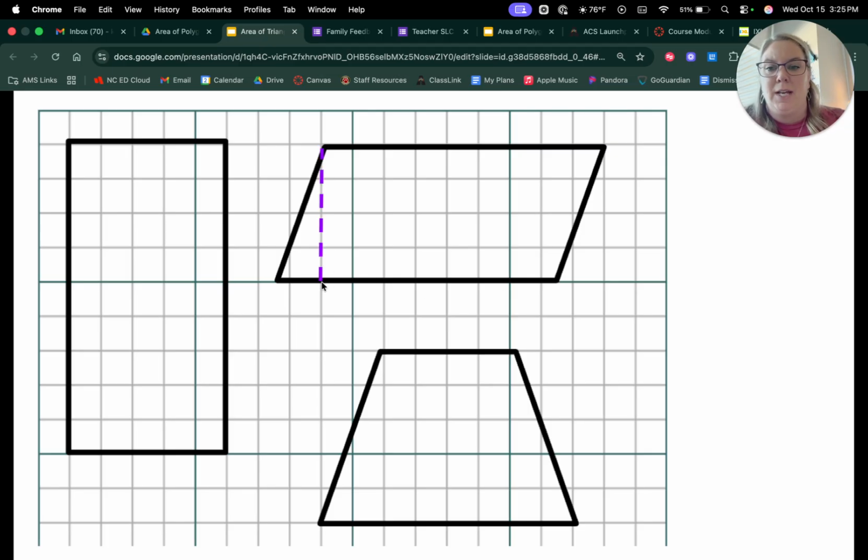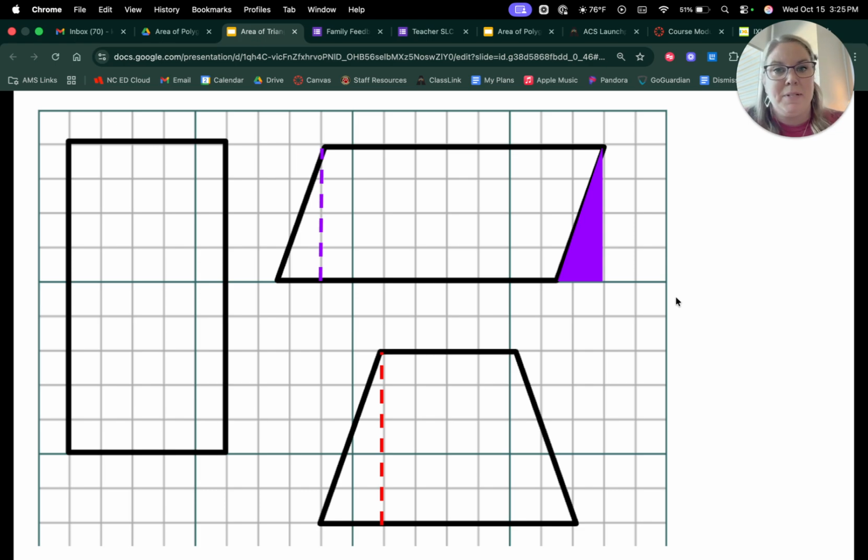If we were to take and cut a purple line right here and cut off this little triangle of the shape, so cut off this purple triangle, and then move that purple triangle over to this side, like that, I now have from this purple line to this purple line a rectangle. That's why we can use base times height.